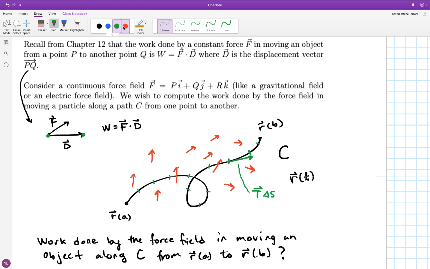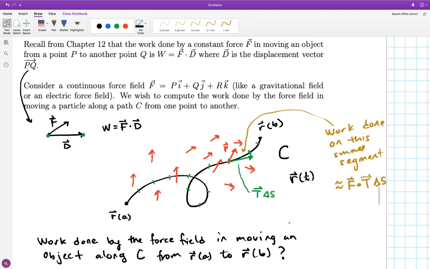And let's see here, what is the work done by the force field in moving a particle along this displacement vector? Well, let's find the force field's vector attached at that point. Let's say it's right there. And the approximate work done in moving a particle from here to there would be this tangent vector dotted with that force vector. So that's our estimation of work across that one interval.